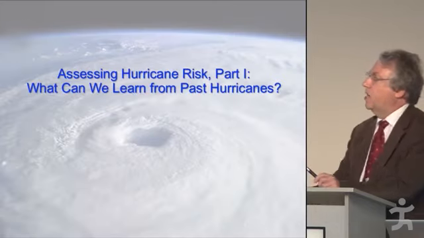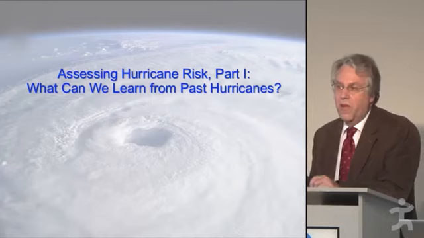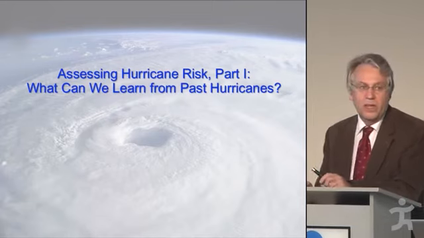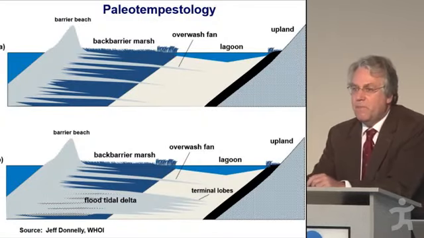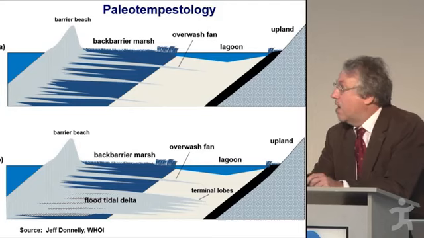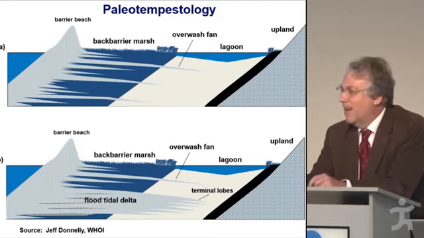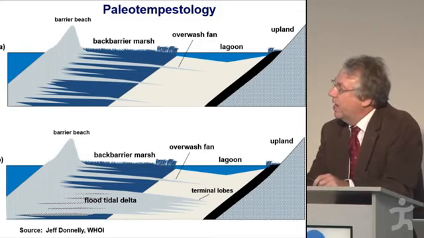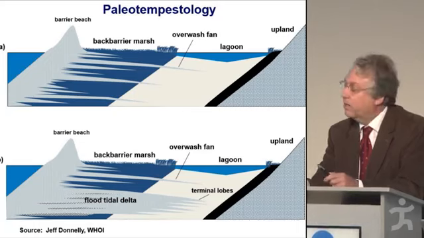Now, how are we going to actually go about assessing risk? And I want to talk to you about some old ideas and some new ones. I'm actually going to start off with a pretty new one. It's a relatively new field. It's called paleotempestology. And my only contribution to that entire field was to give it its name. It's probably the only word I've ever come up with which you can find in the dictionary. It's trying to find evidence for ancient hurricanes in the geological record.